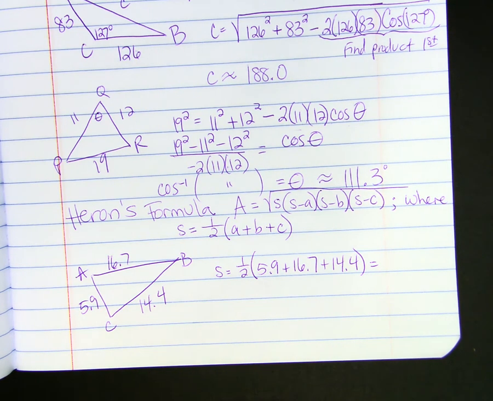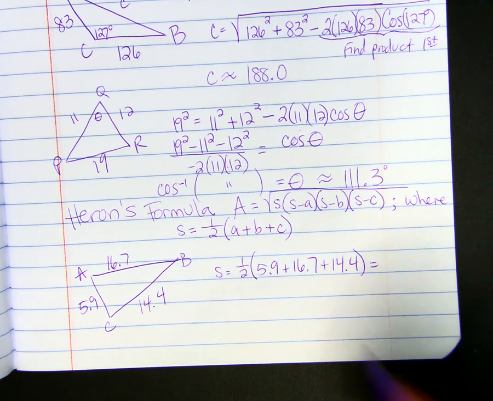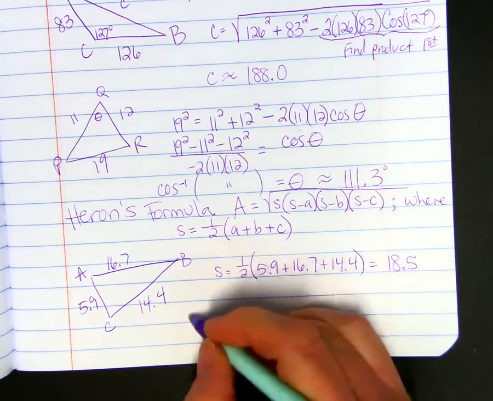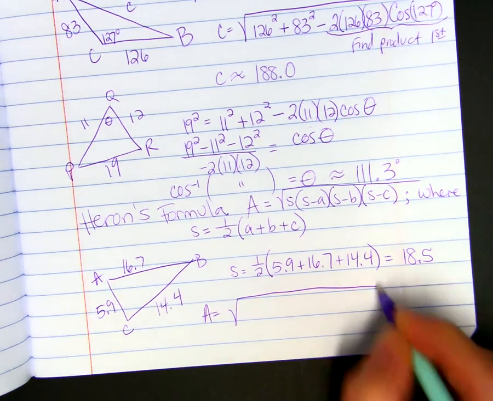Let's see, I'm going to do it anyway, just in case, and then divided by 2. I got 18.5, divided by 2. So if S is 18.5, then to find the area, I do this.